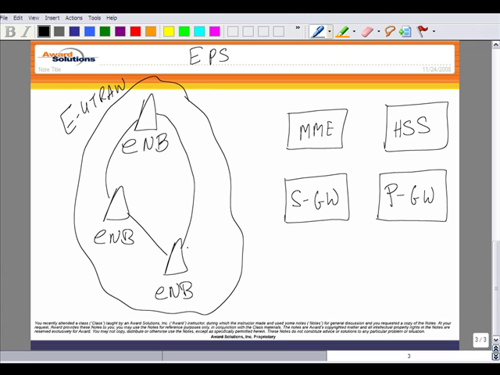Now we're going to look at these as three basic parts. The first part is the MME and the SGW. If you put these two nodes together, you can think of them as being very similar to an SGSN or a PDSN from a 1X EVDO or a UMTS network.